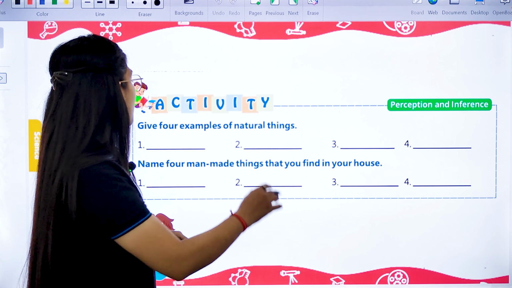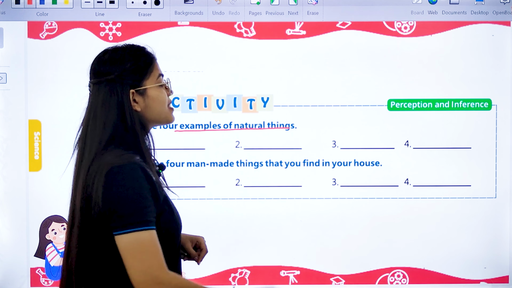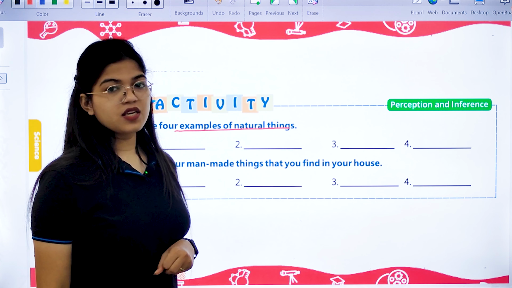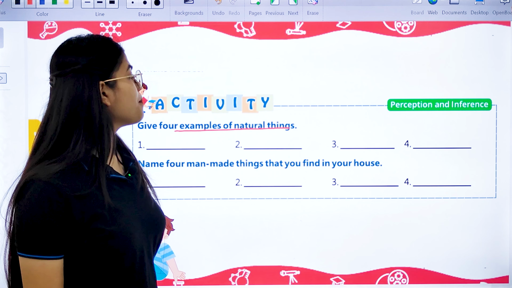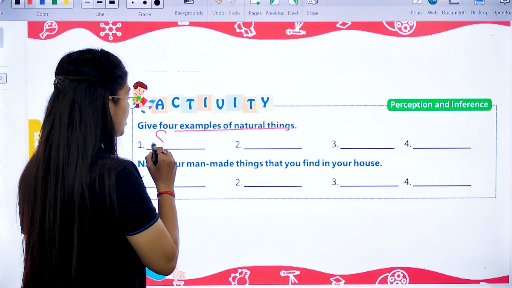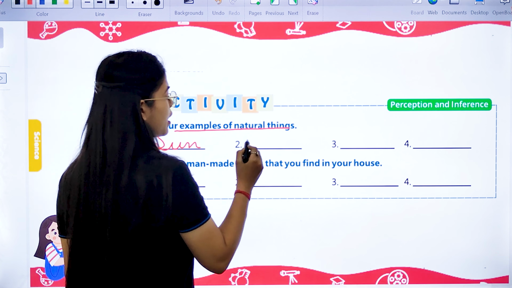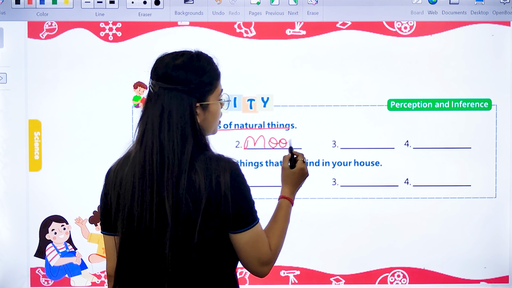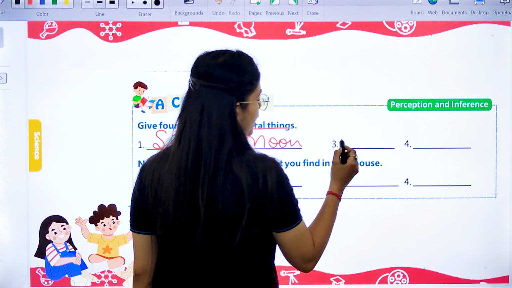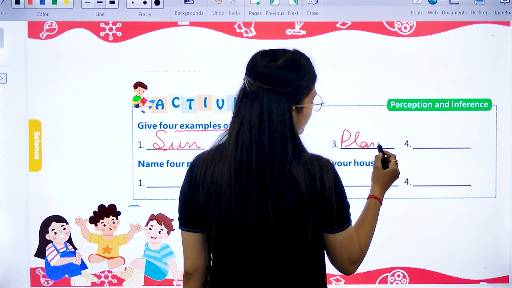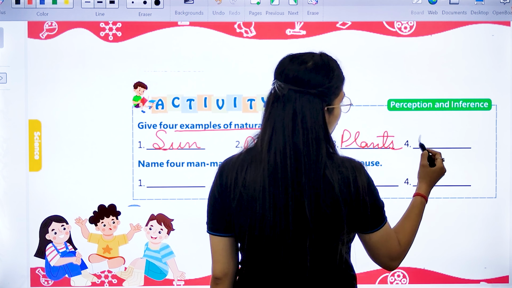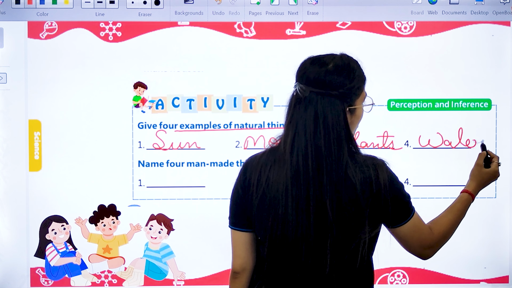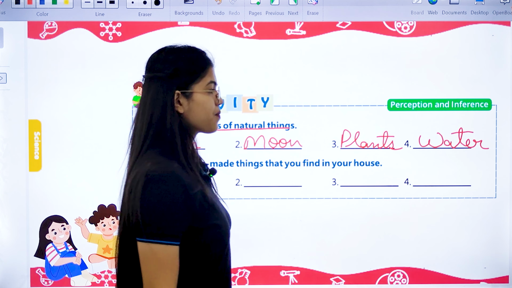Now they have asked you to give 4 examples of natural things. You have to give 4 examples of natural things. So you can give over here: sun, moon, then plants, then water. These all are natural things.